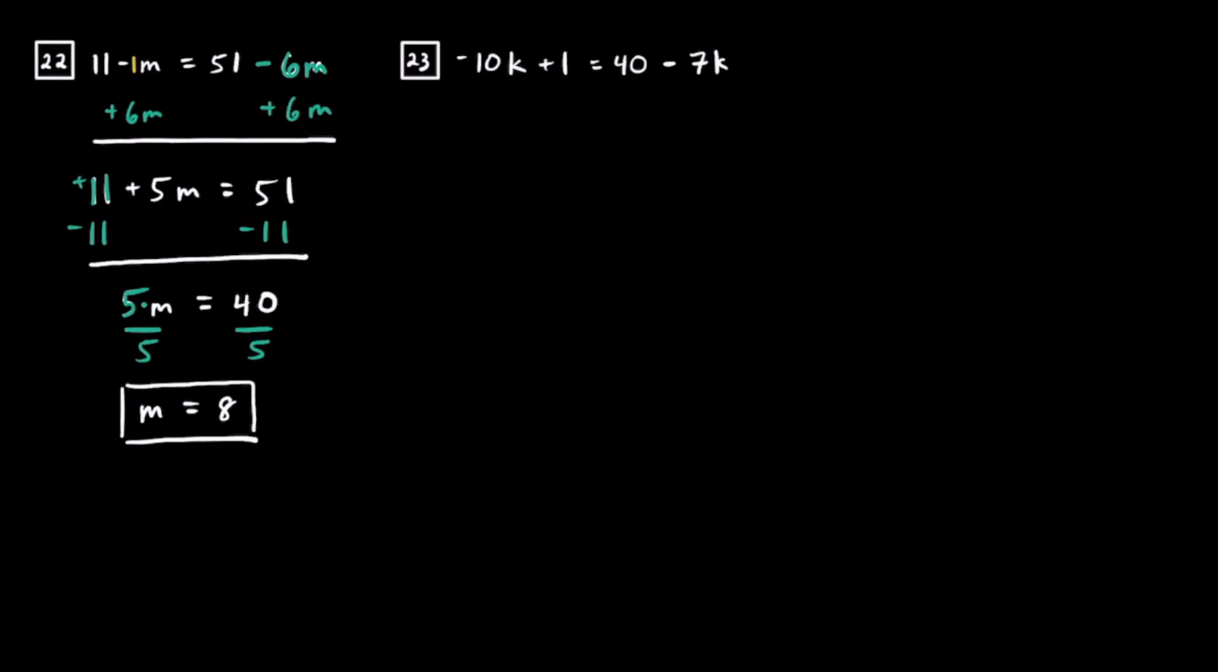For 23, we have negative 10k plus 1 is equal to 40 minus 7k. To begin here, let's take a look at this minus 7k on the right. Let's move it over to the left side. I'm going to add 7k to the right side and then add 7k to the left side. Okay, let's go ahead and see what happens. On the left, negative 10 plus 7, that's getting closer to 0, should be negative 3k. Okay, plus 1 is equal to, and we just have 40 along the right side.